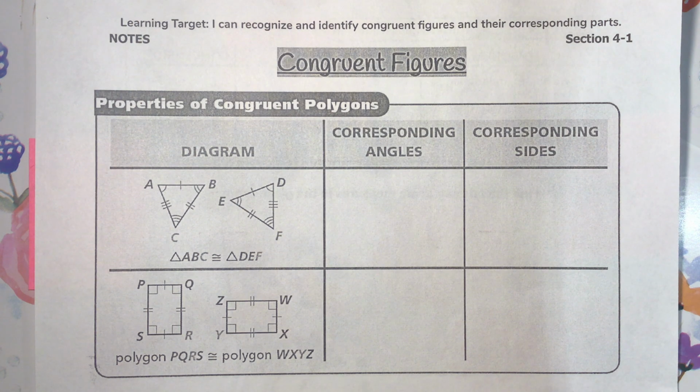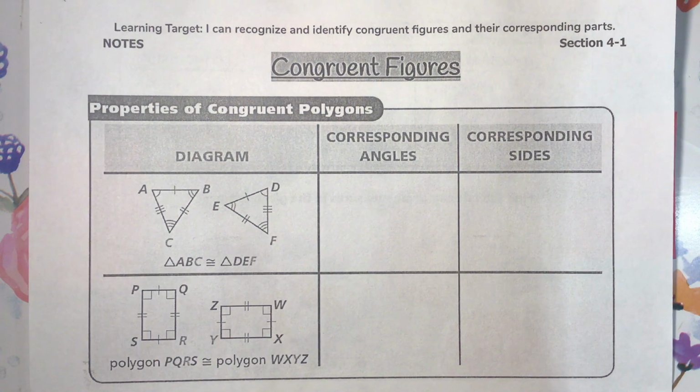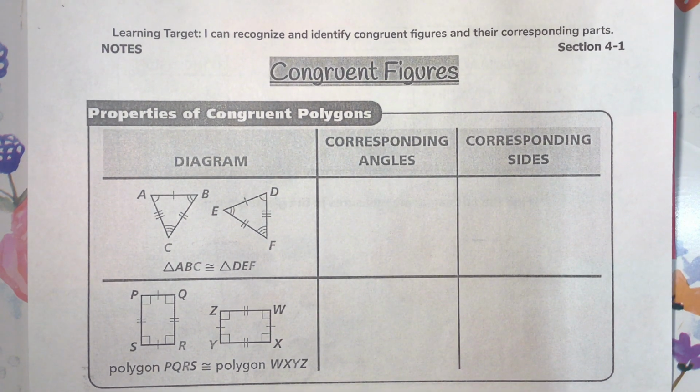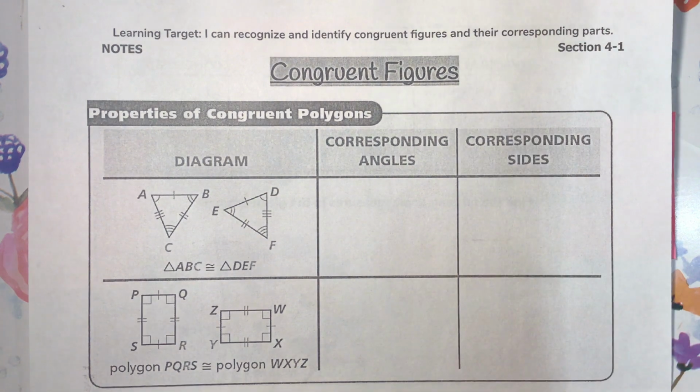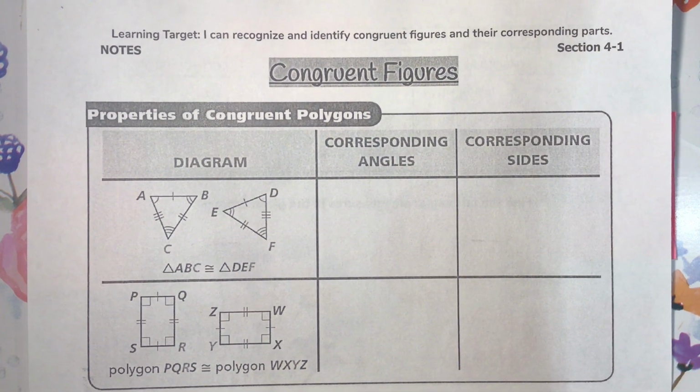We are beginning our next chapter. We are going into chapter 4, and this is going to be all about congruent triangles. But before we get into specifics of congruent triangles, we need to be just a little more broad and talk about congruent figures. So today, I'd like for you to be able to recognize and identify congruent figures as well as their corresponding parts. So right here we have a table.